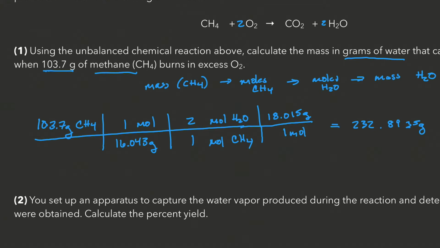Now let's record it based on significant figures. Well, if I notice the top here, that 103.7 has 4 significant figures. And the only thing I've done here is multiplication and division. So my answer should also have 4 significant figures. So that's 232.9 grams of water. Awesome.